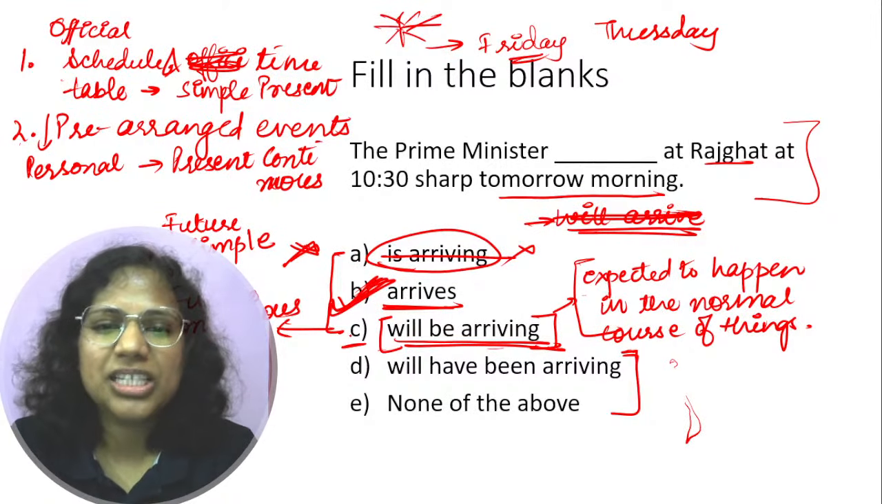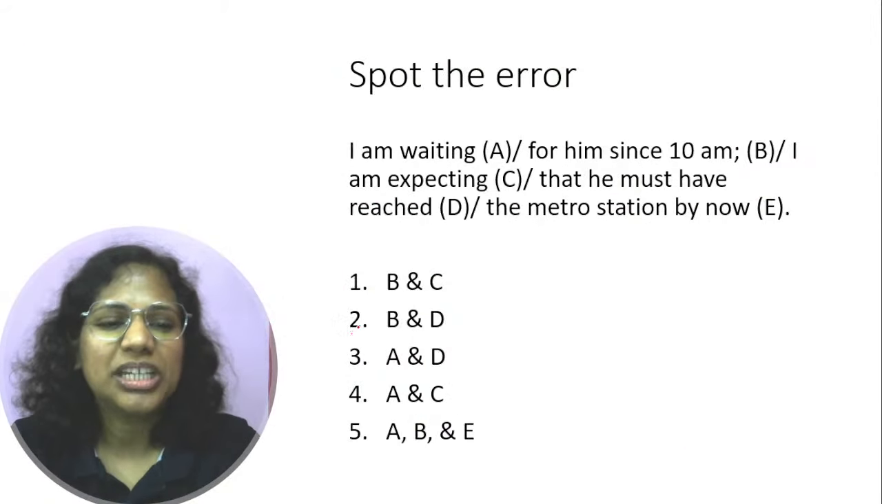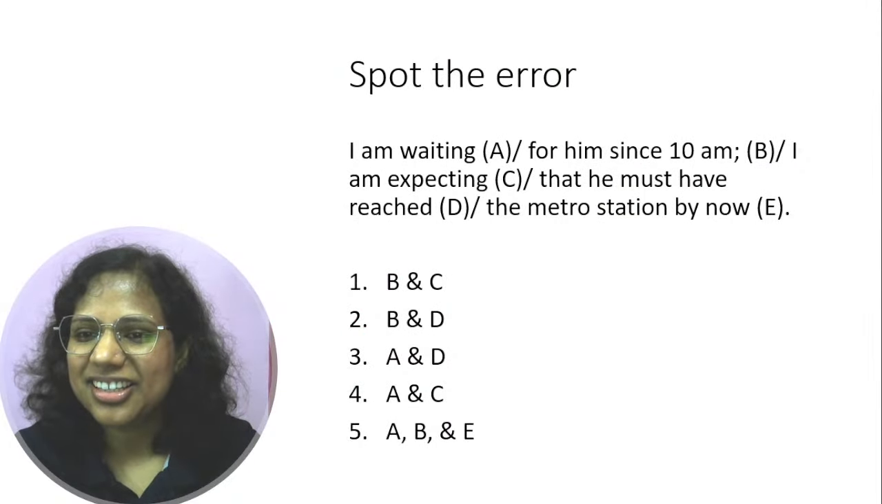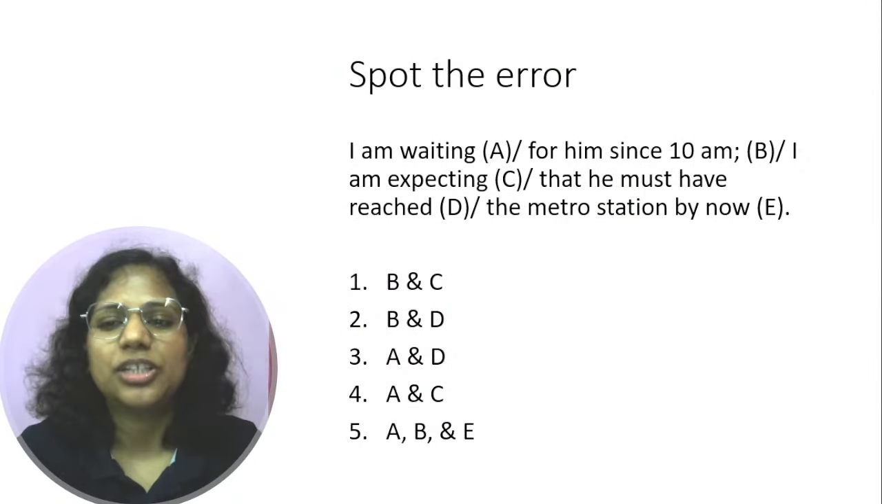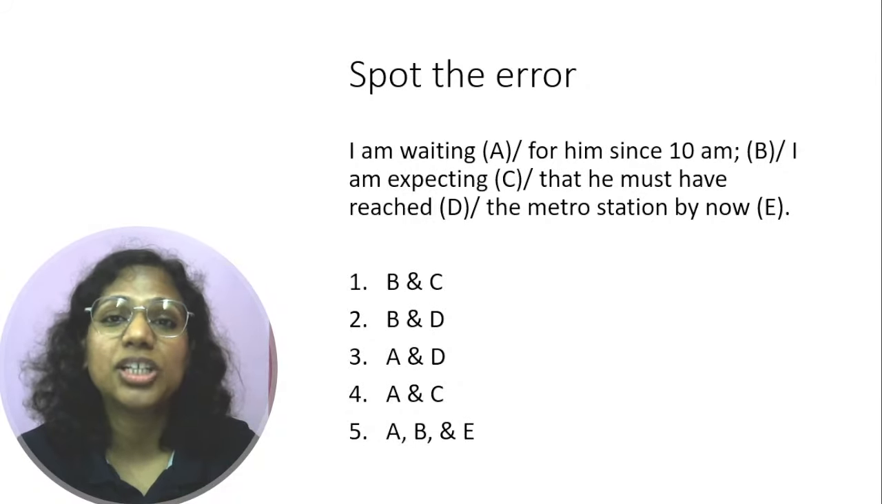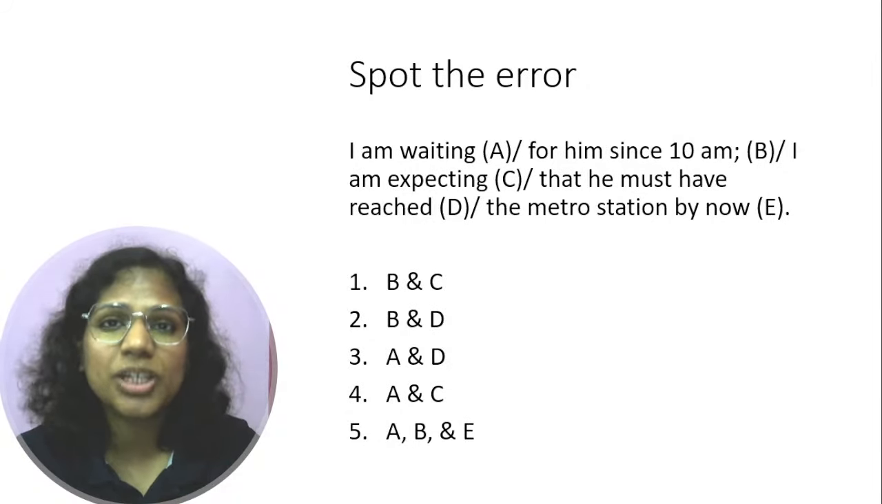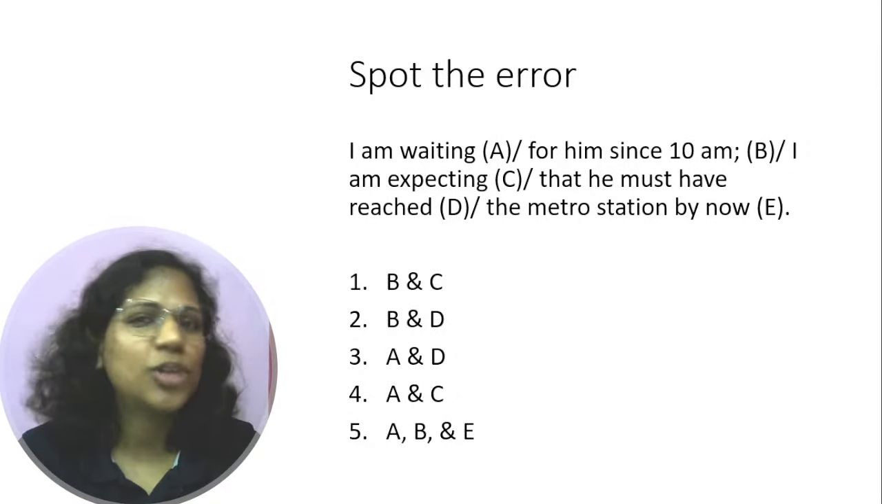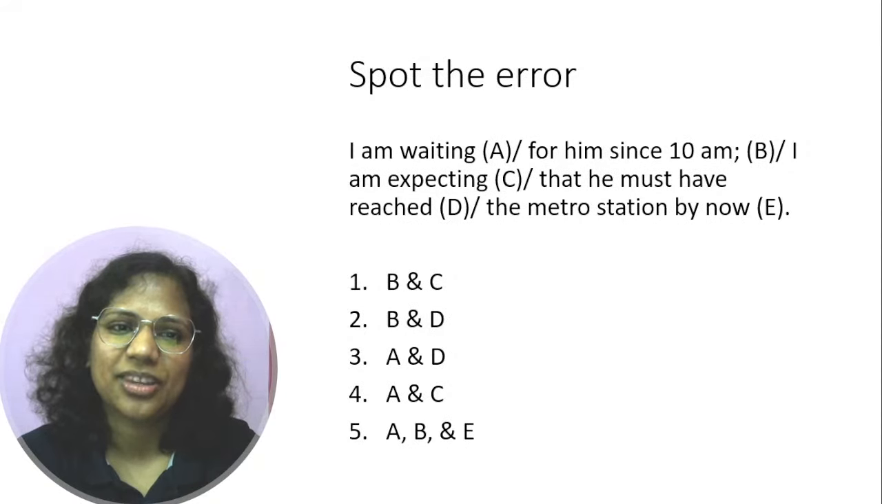So yeah, B is the answer here. Let's move quickly to our next question. No Sharvi. When arrives is there, and that too I'm saying 10:30 sharp. That means बड़ा scheduled event है ये, right? Then I should use arrives, not will arrive. Okay?